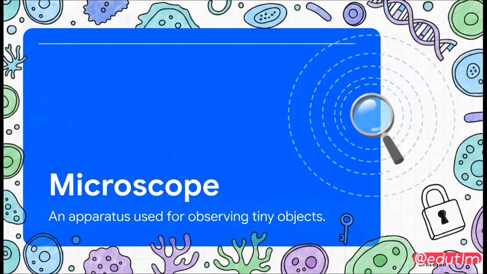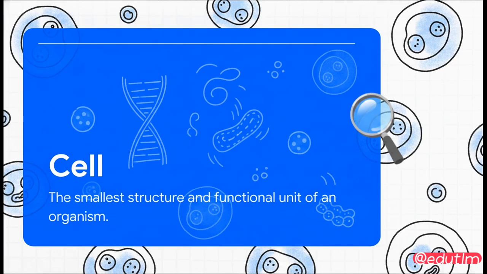tiny, complex objects. So, looking through that apparatus, we arrive at our primary destination, the cell. The text defines it perfectly as the smallest structure and functional unit of an organism. I absolutely love this definition because it highlights two key things. First, structure, meaning it has actual physical architecture we can explore. And second, functional, meaning it's alive, it's working, it's the absolute baseline of life.